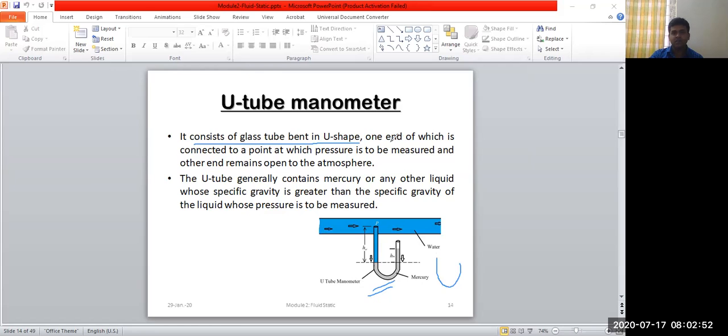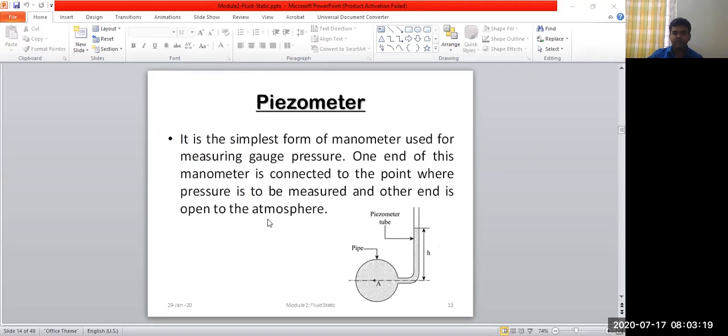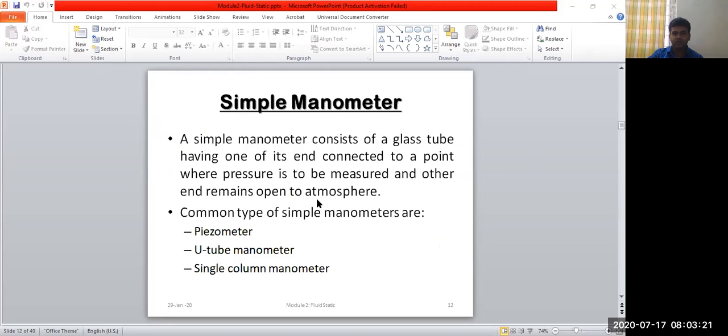It is bent in U shape, one end of which is connected to a point where pressure is to be measured, and the other end remains open to atmosphere. So this type of arrangement is called the U-tube manometer. Now I am coming to the third one, that is the single column manometer. First one is your piezometer, second is U-tube manometer, and third is the single column manometer.